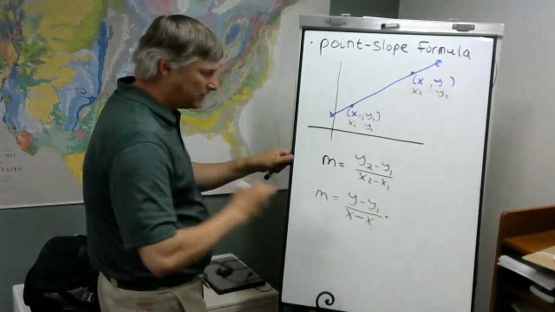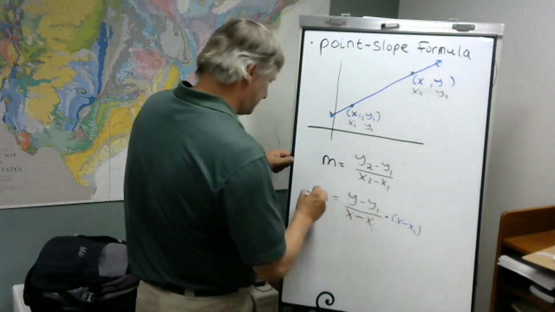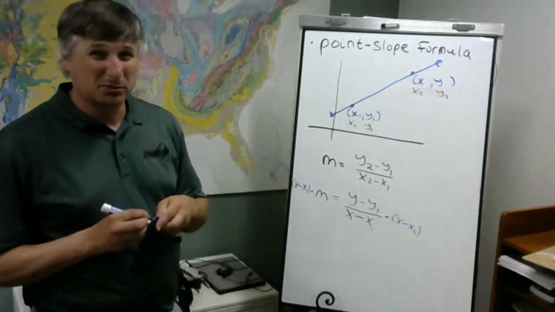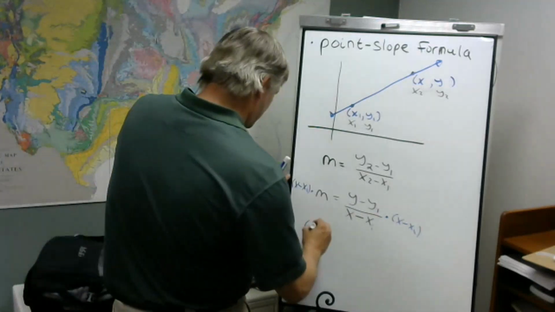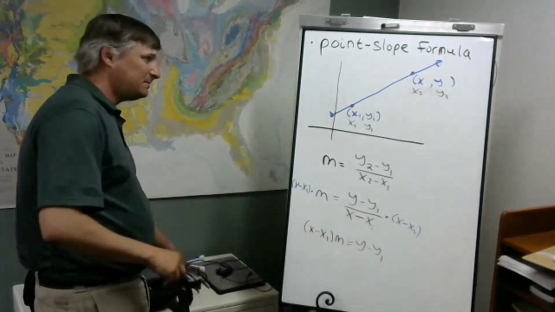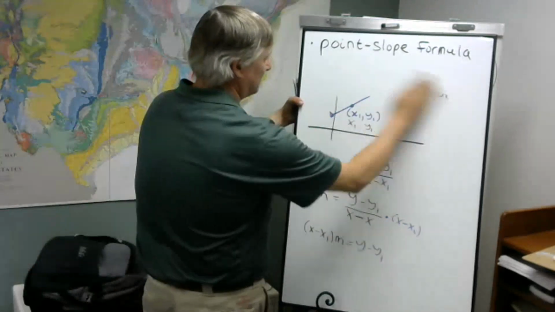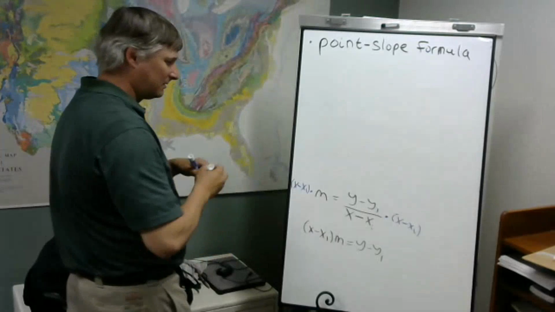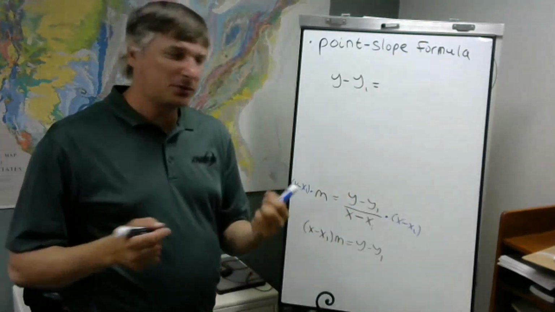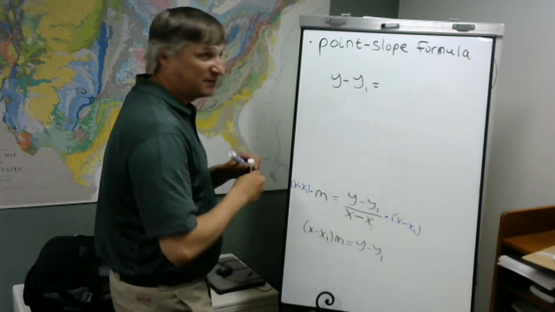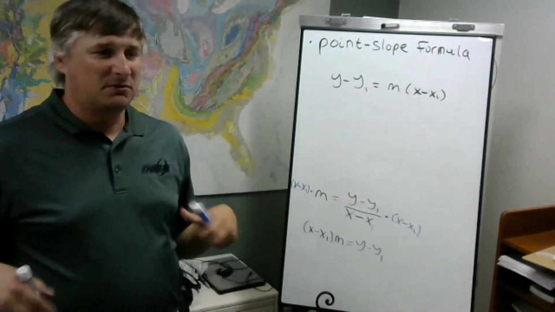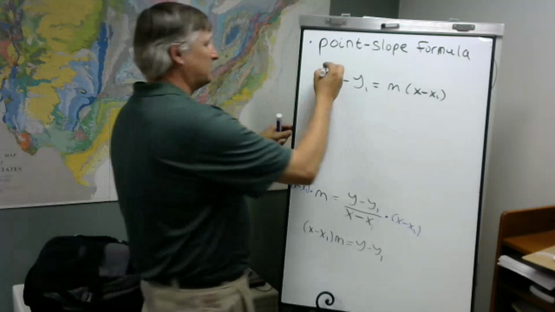For dividing by x minus x1, let's multiply by x minus x1. So these operations will cancel. Division is canceled by multiplication. And so what we'll get is x minus x1 times m equals y minus y1. Or the way you've probably seen it, if you've taken algebra before, we'll put the y's first and then have the m. Because remember, when it comes to multiplication, this times m is the same as m times this. 3 times 5 is the same as 5 times 3. And so this is your point slope formula.